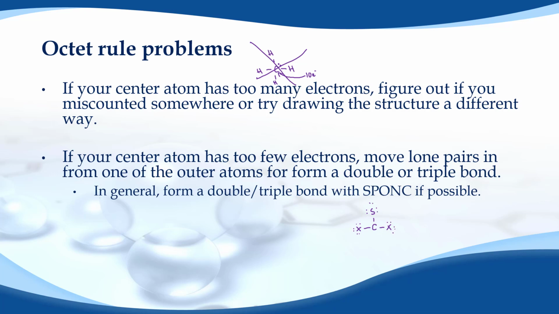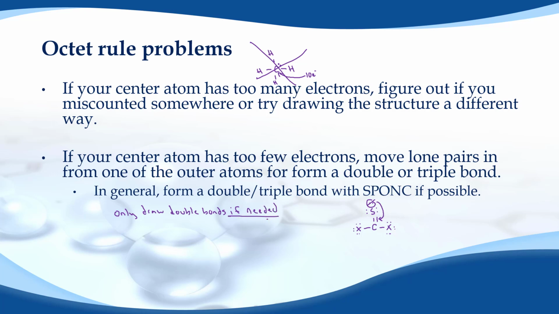Generally, whenever you form a double or a triple bond, you want to use your SPONCH elements whenever possible because sulfur, phosphorus, oxygen, nitrogen, and carbon are going to be the ones most likely to form double bonds. Fluorine will never, ever, ever form a double bond. Chlorine, if it's on the outside, will almost never form a double bond. If you do those, you're doing it wrong. Try again.